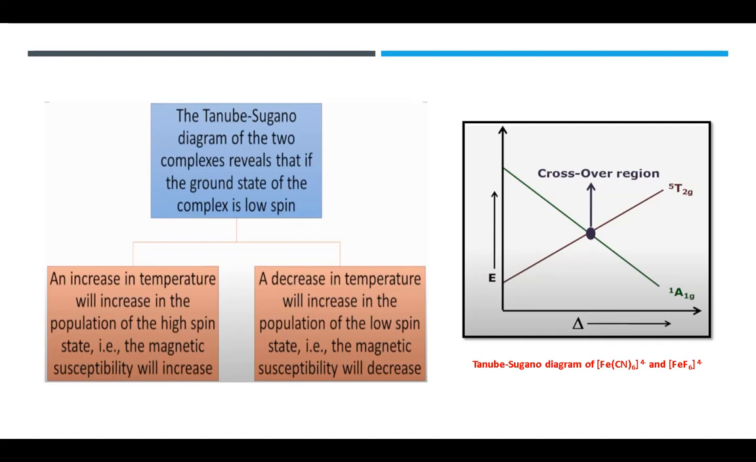Now, a change in the temperature will lead to an alteration in the population of the two spin states. The Tanabe-Sugano diagram of the two complexes reveals that, if the ground state of the complex is low spin, then an increase in temperature will increase the population of the high spin state, that is, the magnetic susceptibility will increase. And a decrease in temperature will increase the population of the low spin state, that is, the magnetic susceptibility will decrease.